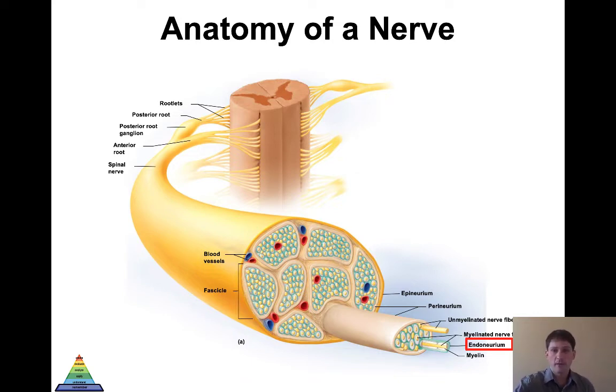Now, if we look in this bottom right-hand corner here, we can see our endoneurium. Our endoneurium is a layer that is surrounding our axon here in yellow and our myelin sheath around it. And so this endoneurium is going to help prevent that signal from jumping to other nerves. We can see that myelinated nerve. There's a lot of those myelinated nerves right in this image in here, but we also see unmyelinated nerve fibers that are also within this bundle, and we call these bundles fascicles.